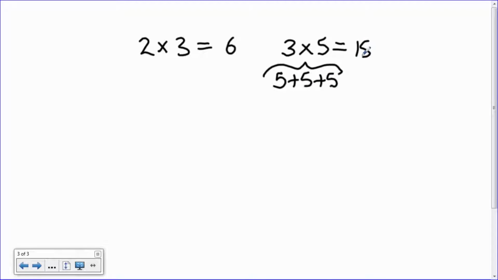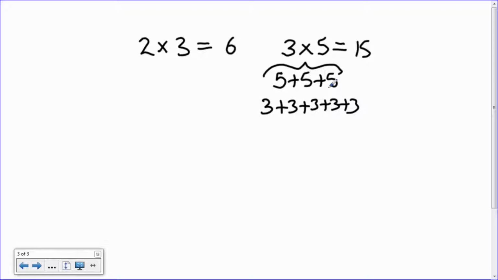By the way, let me emphasize something. That does not mean 5 times 3. That's not what that notation means. Remember, the first number represents the number of groups. The second number represents the size, and there's no exception to that rule. That's the definition of multiplication.